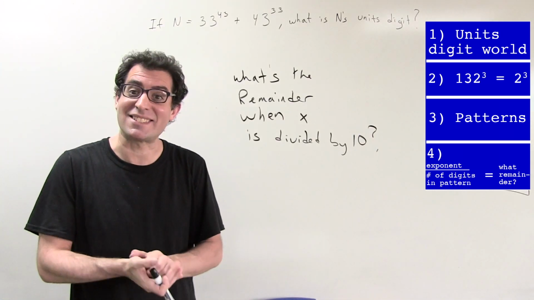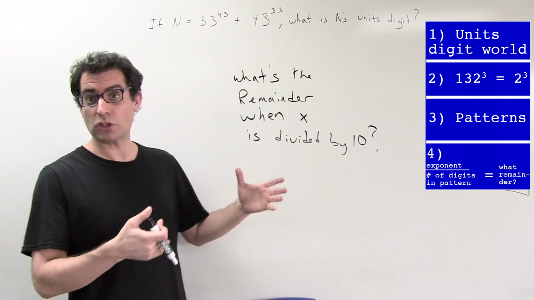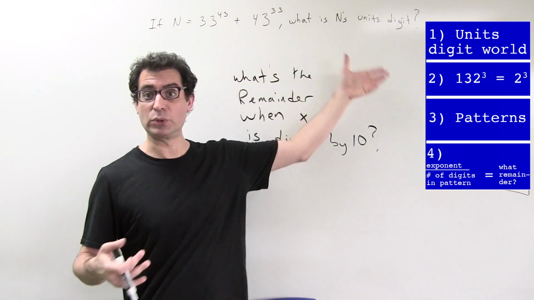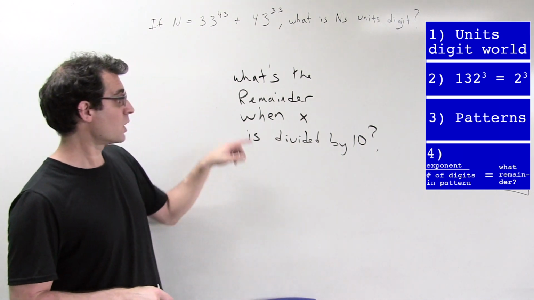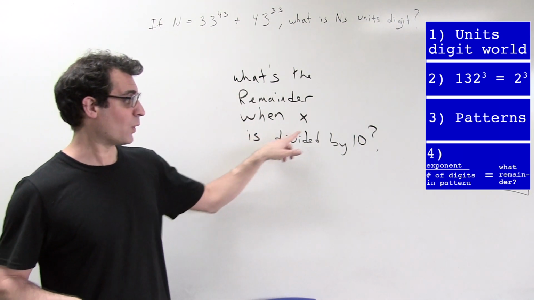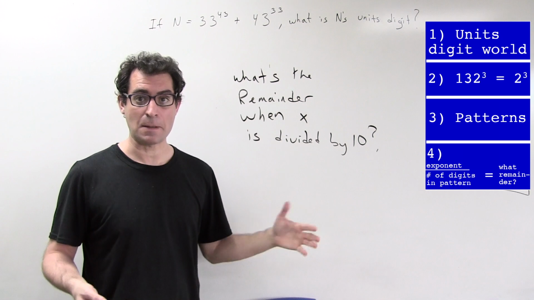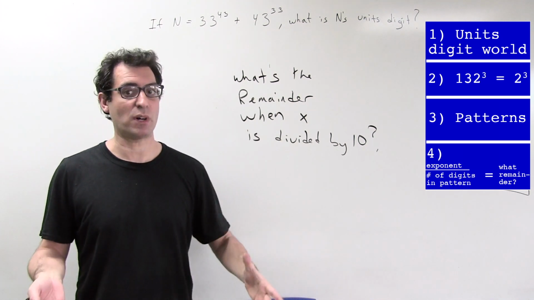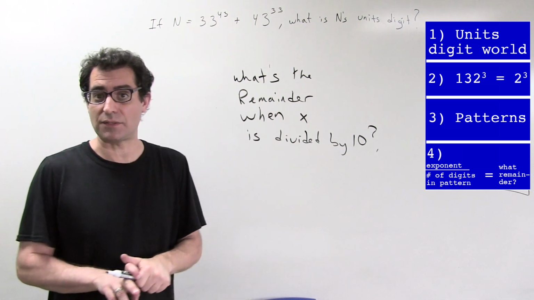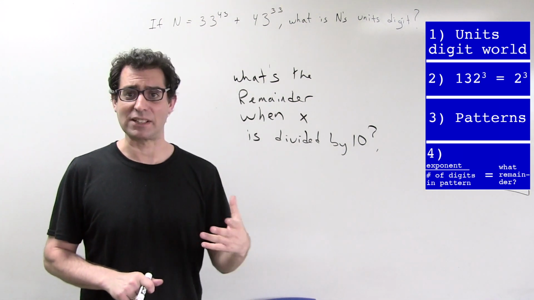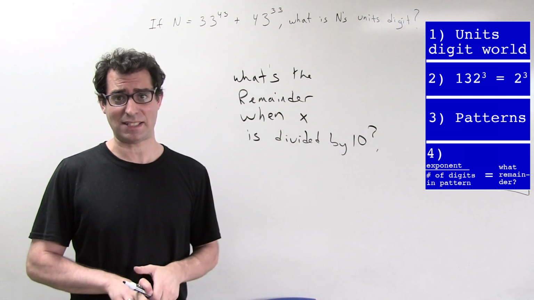In terms of ways in which this question could be asked, you could be flat out asked, what's the units digit of a certain number? You could also be asked, what's the remainder when something is divided by 10? That's exactly the same question. If they say, what's the remainder when x is divided by 10? We just have to figure out what the units digit of x is.